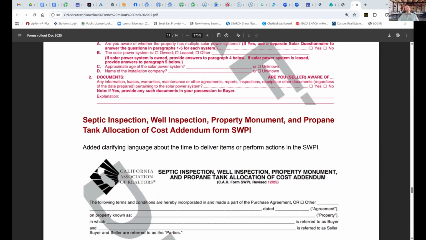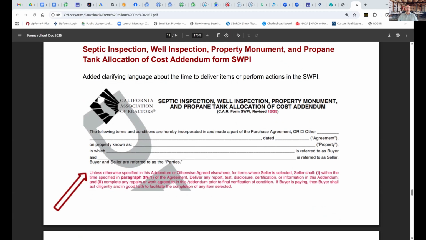This one doesn't get used that often. This is mostly rural property, but the septic inspection, well inspection, property monument, and propane tank allocation of cost addendum, call it the SWIPY. Basically they added to this one clarifying language about the time to deliver items or perform actions in the SWIPy. So as you're checking off the boxes of who's going to pay for the excavation and inspection and all that kind of stuff, it's clarifying that those timelines are the same as what you state in the RPA itself.